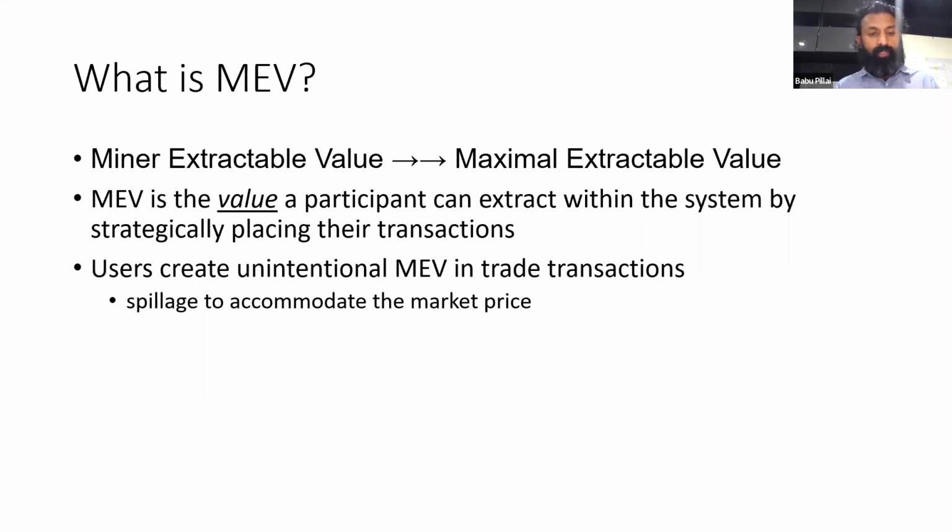So the way it works is, users send a transaction to the network, and they say, look, I'm happy to pay $5 to $10 for this coin. That is to accommodate the variation in the trading. This is called slippage, and this is what creates the MEV. So users create unintentional MEV. This is a part of the trade. They wanted to buy this coin, and they unintentionally create this MEV.